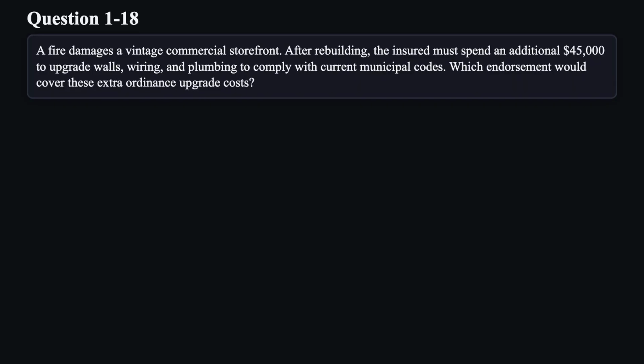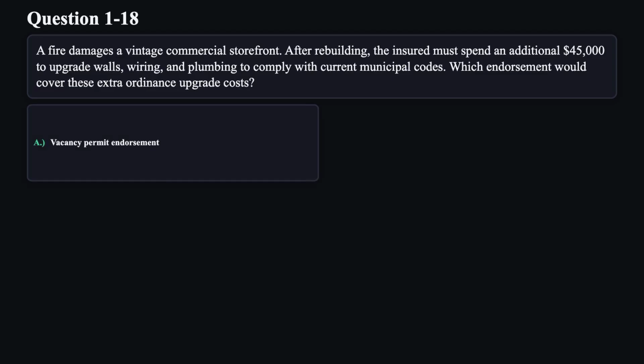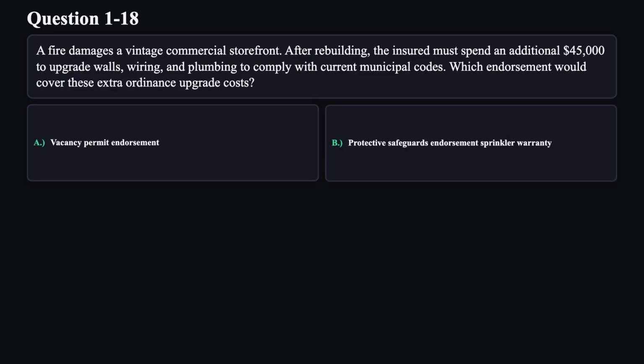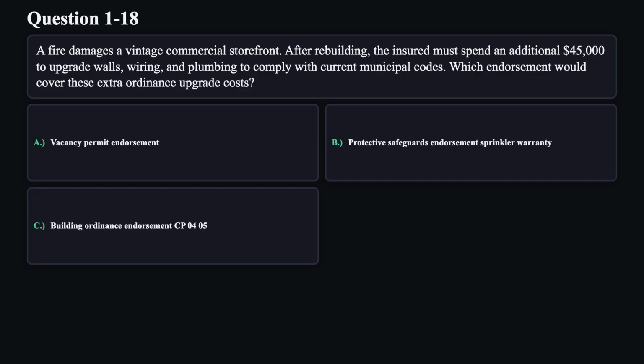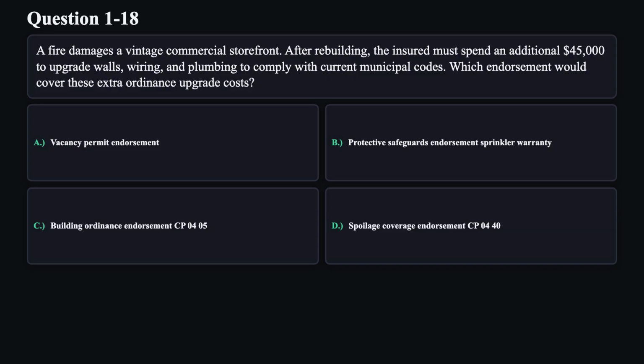Question 18. A fire damages a vintage commercial storefront. After rebuilding, the insured must spend an additional $45,000 to upgrade walls, wiring, and plumbing to comply with current municipal codes. Which endorsement would cover these extra ordinance upgrade costs? A. Vacancy Permit Endorsement. B. Protective Safeguards Endorsement, Sprinkler Warranty. C. Building Ordinance Endorsement, CP 04 05. D. Spoilage Coverage Endorsement, CP 04 40.